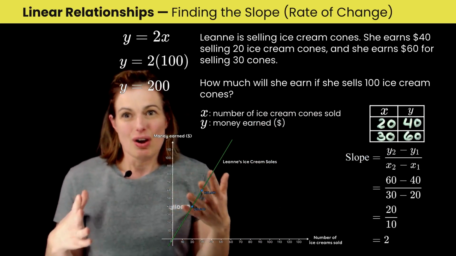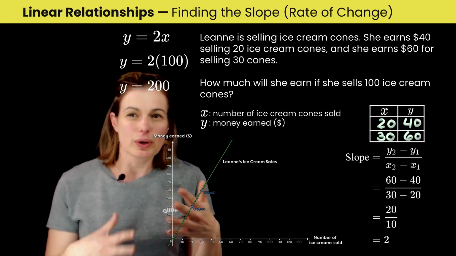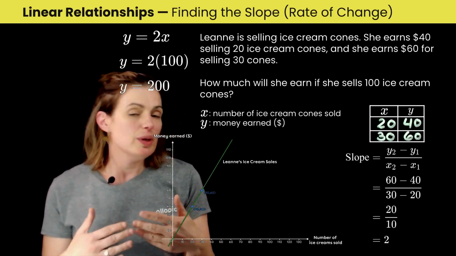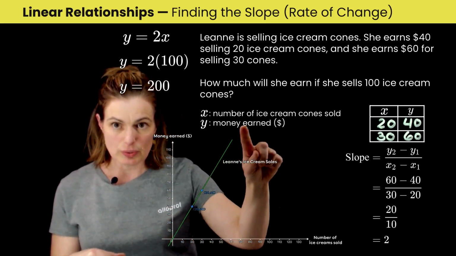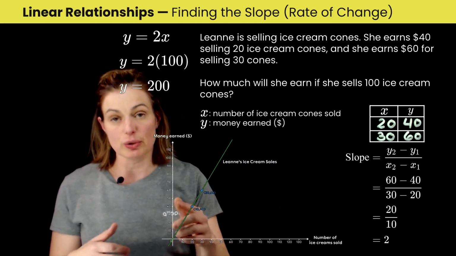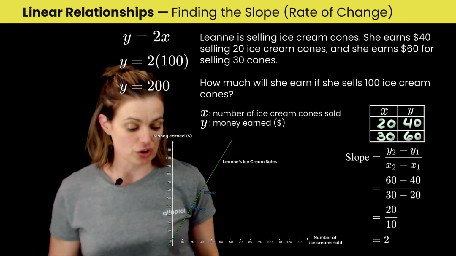The thing is, they're not all like this. So we're going to look at another example where we don't have a direct variation linear relationship like we do in Leanne's situation.